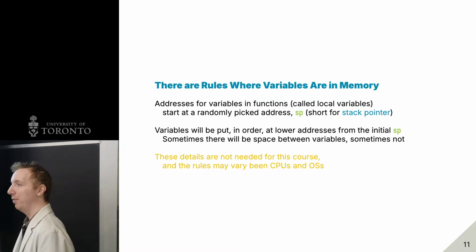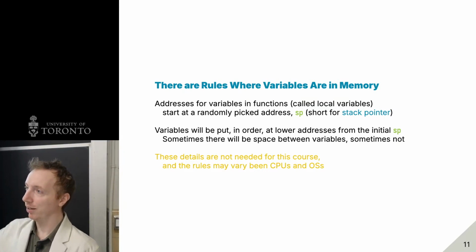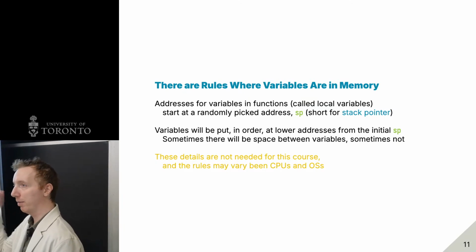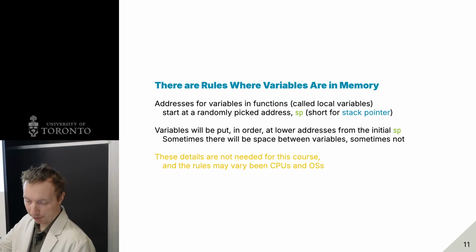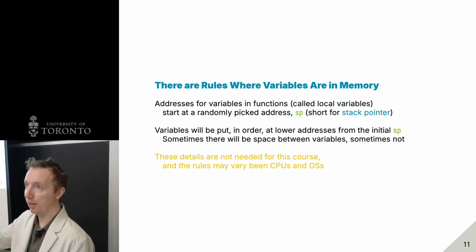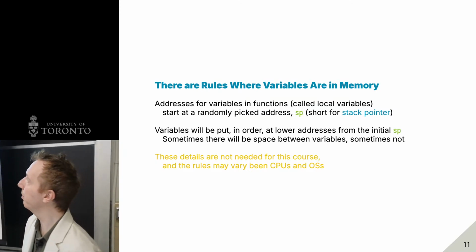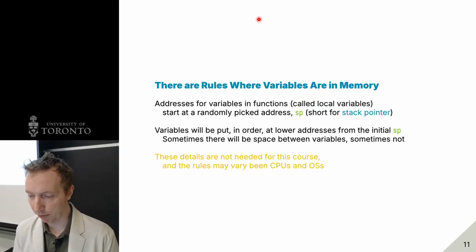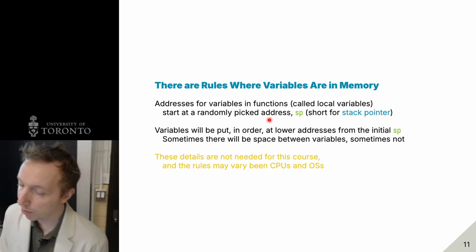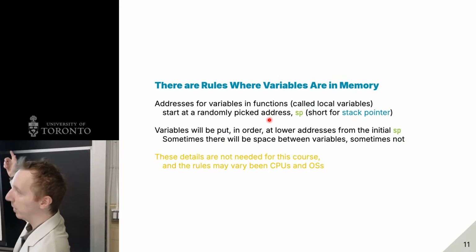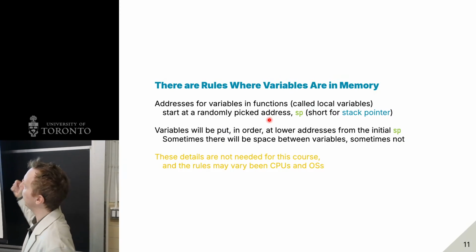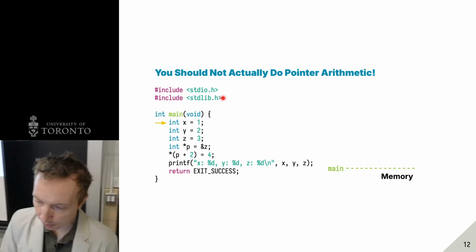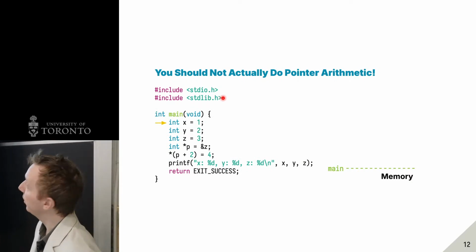But a stack is basically, if you go to the cafeteria and there's a stack of plates and you put one down and you take a plate from the stack, you'll always get the plate on the top. The first one you put down is the last one you're going to take out because it's now on the bottom. Stacks behave exactly the same way for storing variables. So variables will be put in order at lower addresses from the initial stack pointer. Sometimes there'll be space between the variables, sometimes not, depending on your computer. So you should not actually do pointer arithmetic.